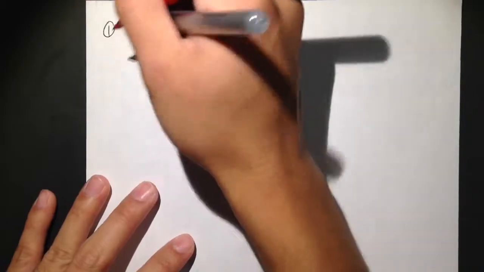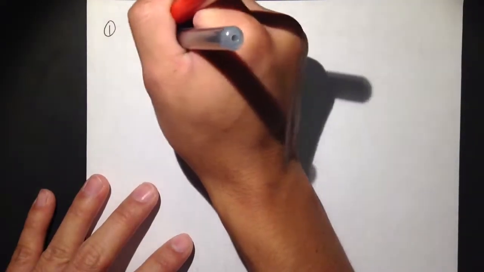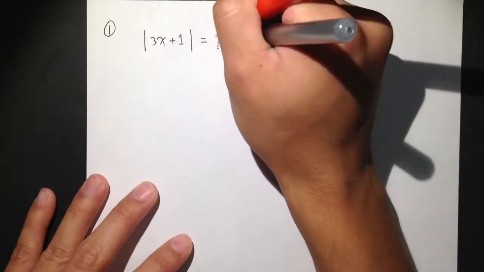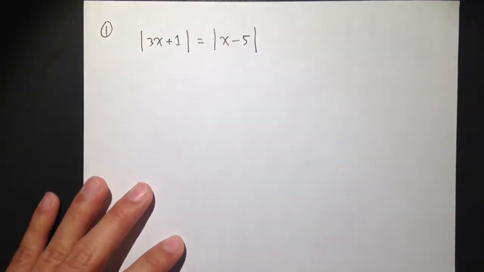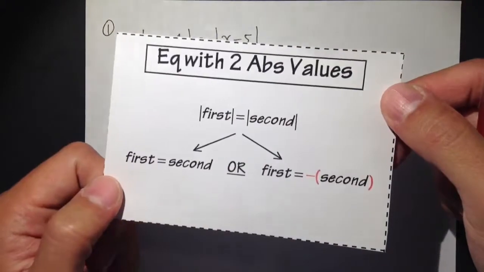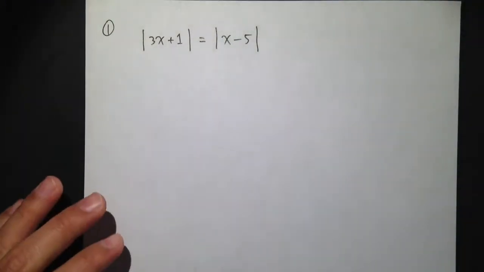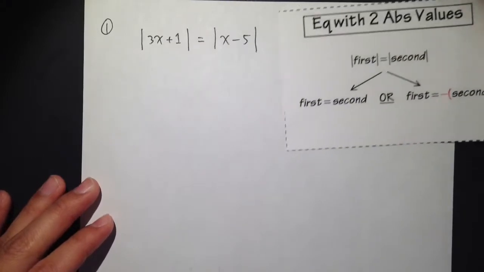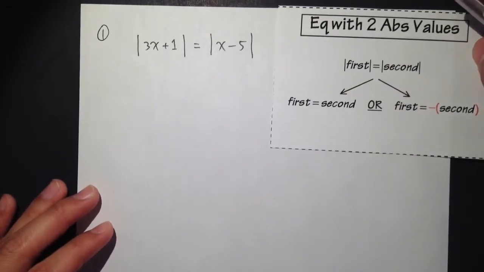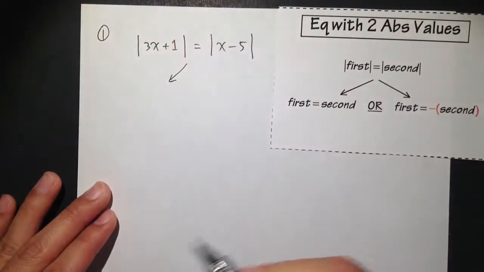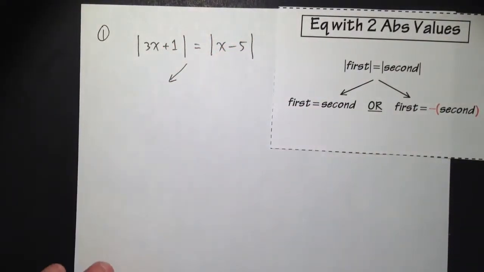So the first example I want to work with you guys is the absolute value of 3x plus 1 is equal to the absolute value of x minus 5. And that's exactly this situation, right? An equation with two absolute values. Okay? So let me put this on the side so that we can refer to it. I'm going to split this into two normal equations that don't have absolute values.